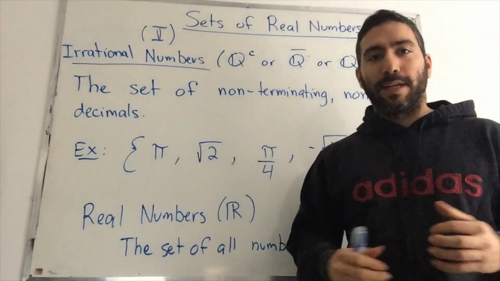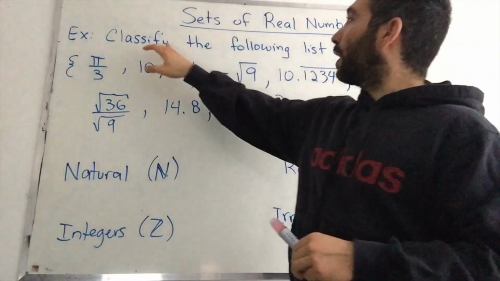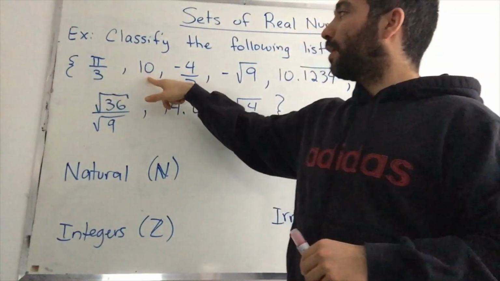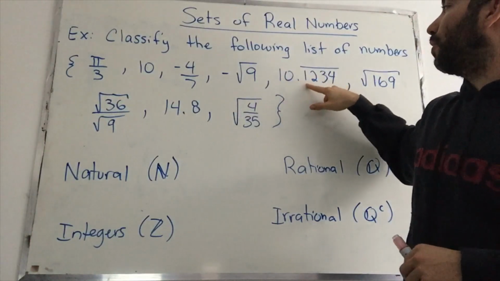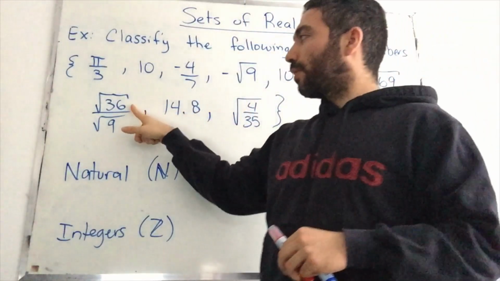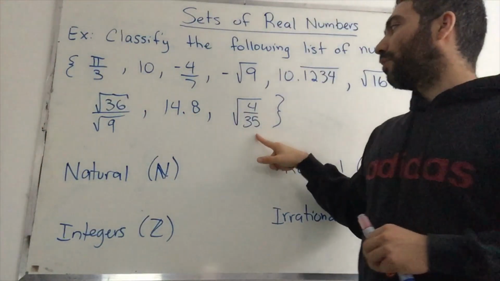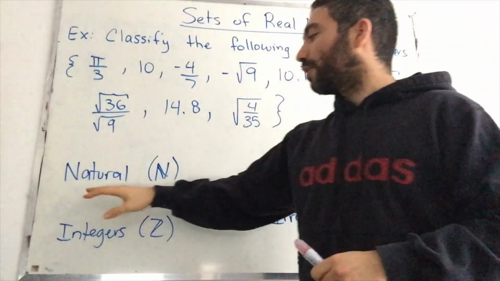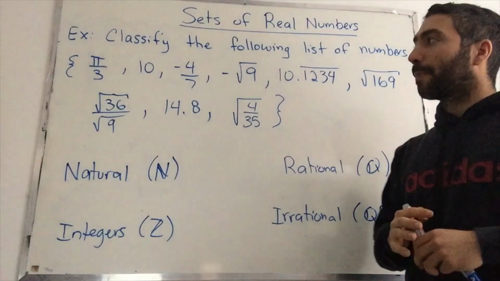Okay, let's take a look at some examples. In this example here, we're asked to classify the following list of numbers. We're given pi over 3, 10, negative 4 over 7, negative square root of 9, 10.1234 repeating, square root of 169, square root of 36 divided by square root of 9, 14.8, and square root of 4 divided by 35. Our job is to classify which ones are naturals, which ones are integers, which ones are rational, and which ones are irrational numbers.